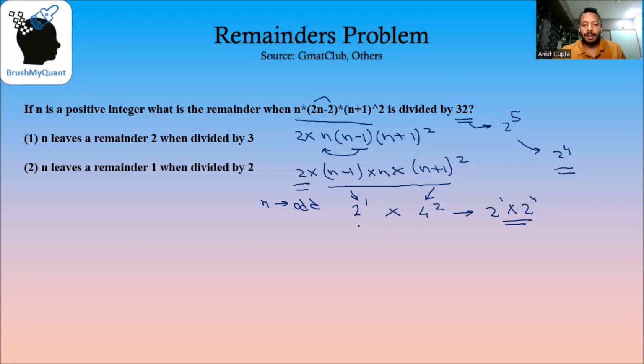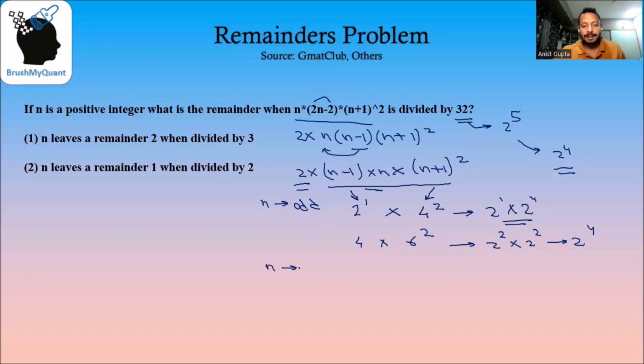Now, the other case can be n minus 1 is a multiple of 4, and n plus 1 will be an odd multiple of 2. So let's say that is 4 and this is 6. So we will have 4 multiplied by 6 square, and this becomes a multiple of 2 square into 2 square, which is again 2 raised to 4. So in all the cases when n is odd, definitely this expression will be divisible by 2 raised to 4.